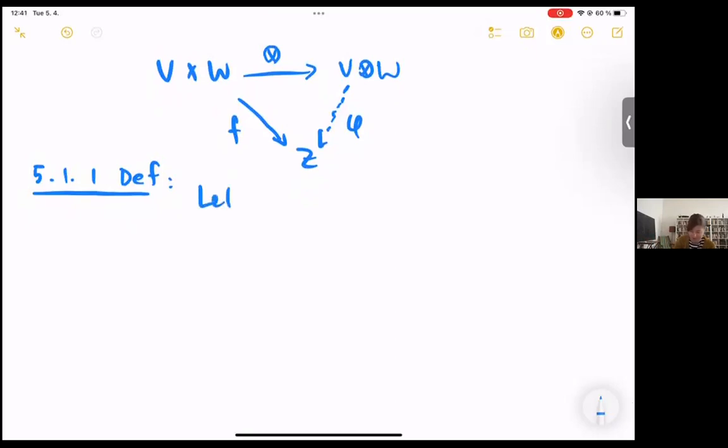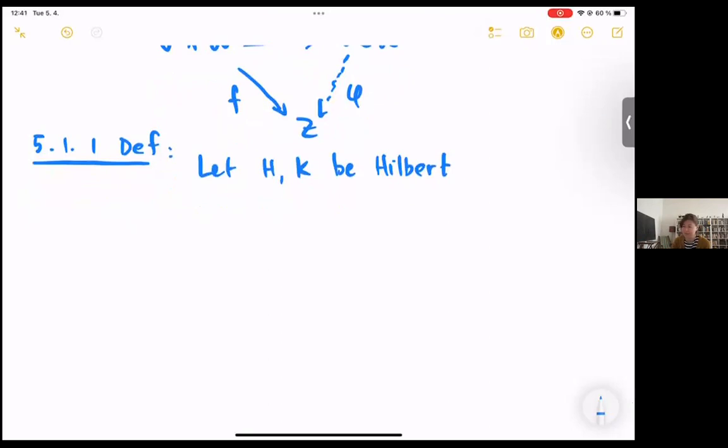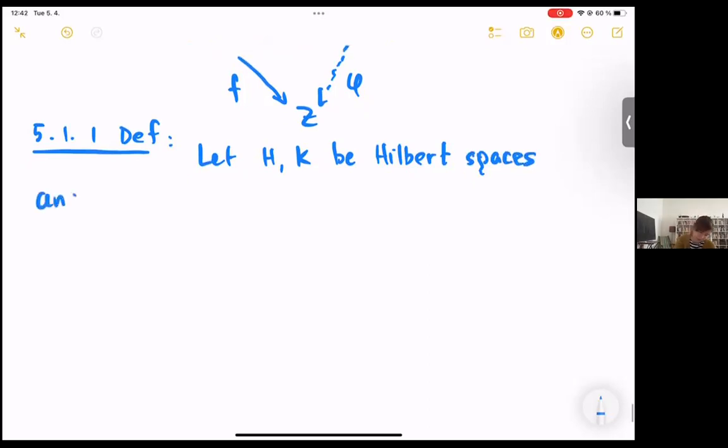So let H and K be two Hilbert spaces. Again, we know we can take the vector space tensor product.